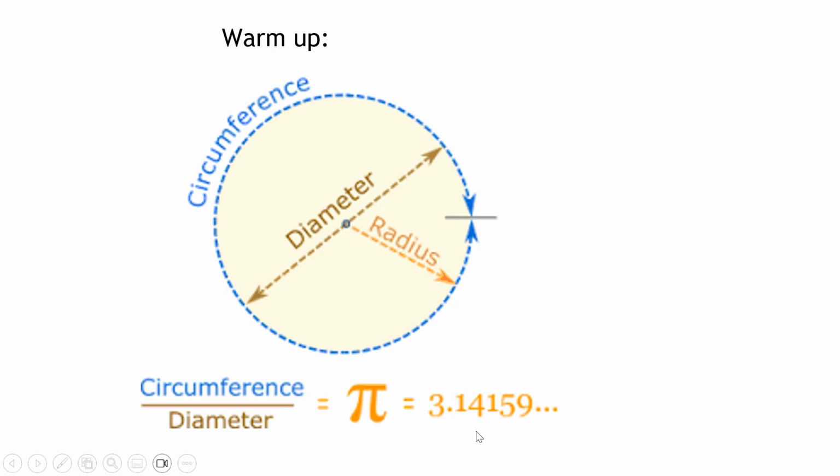And just a quick fun fact, don't forget pi is that irrational number, meaning it goes on forever without a pattern. And actually, one way it's generated is that it's the ratio of the circumference of a circle divided by its diameter.